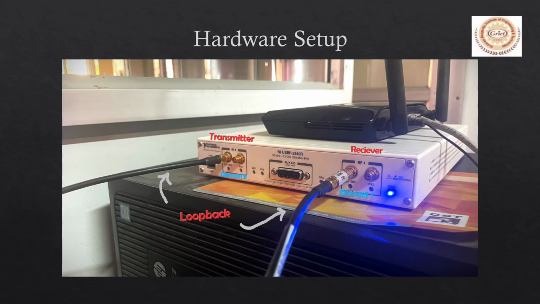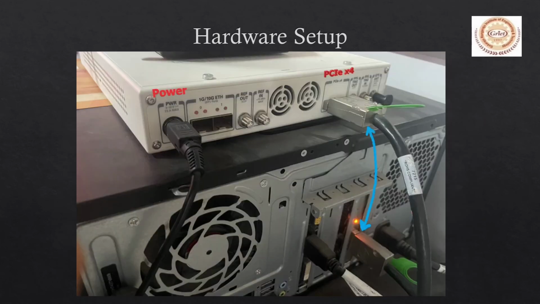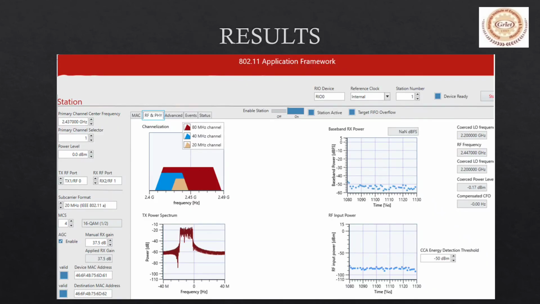Setup. This picture shows the loopback connection between transmitter and receiver from channel 0 to channel 1. The arrow mark shown here indicates the power spectrum. The arrow mark shows the connection between the host and the hardware. The graphs and the indicators in the figure indicate the power spectrum, constellations and control channel information with throughput.